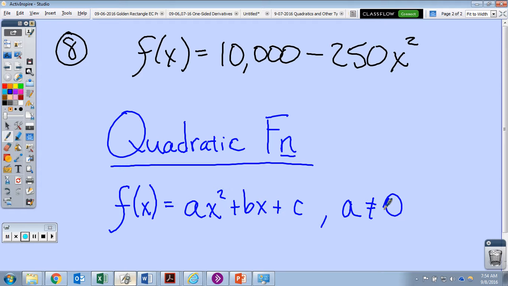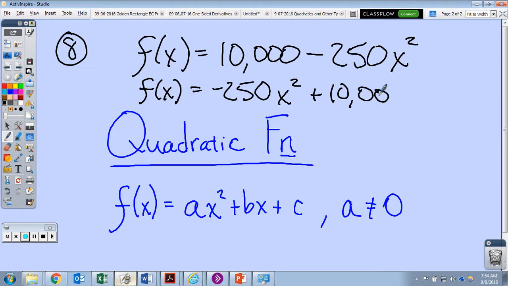You'll see it written like this. You say, okay, f of x is equal to negative 250x squared plus 10,000. So if you just put quadratic, you answered the question. I noticed that some of you put linear, so let's distinguish between linear and quadratic.